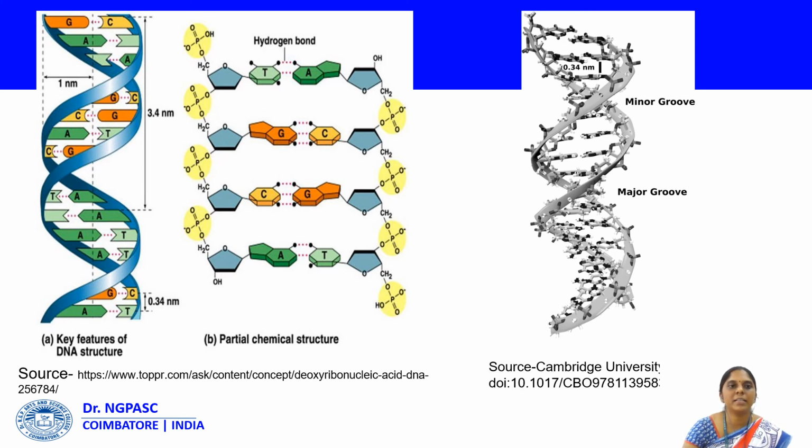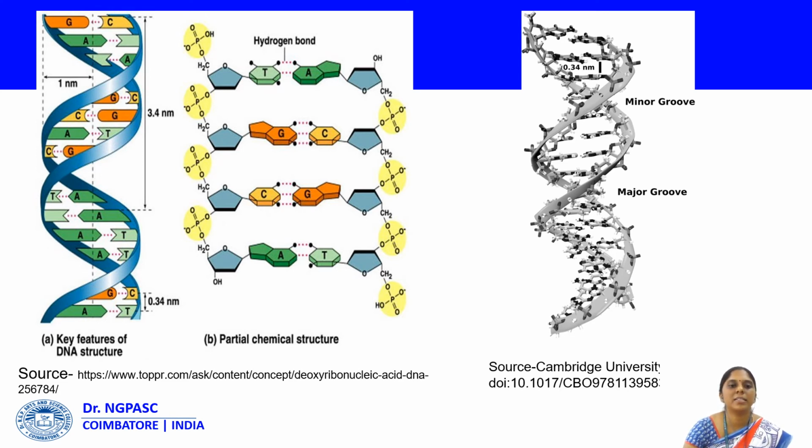You can see here the sugar phosphate backbone and the base pairs G, C. Guanine binds only to cytosine by 3 hydrogen bonds. Adenine binds to thymine with 2 hydrogen bonds. The distance between these two bases is about 0.34 nanometer, and one complete turn is about 3.4 nanometer.